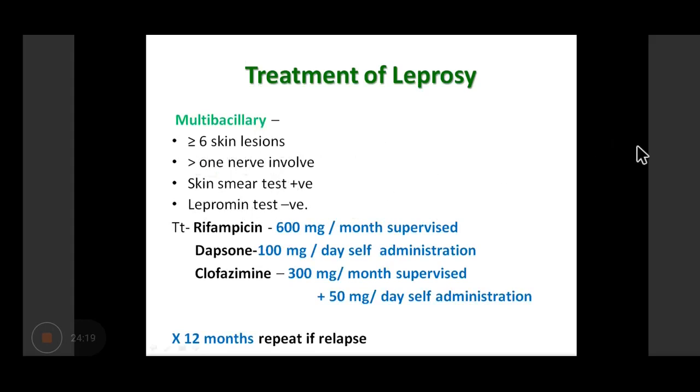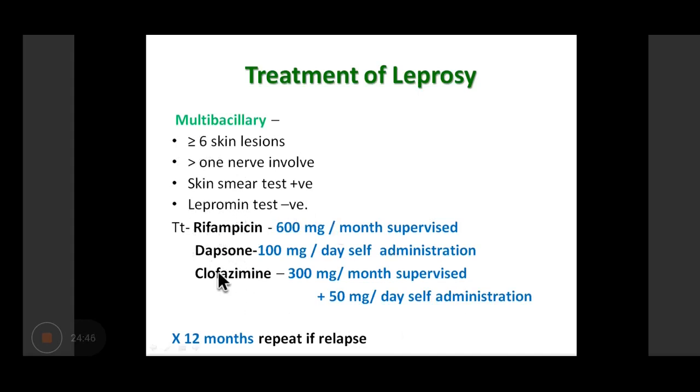These are the ways through which you can diagnose whether it is multi or pauci: greater than or equal to 6 skin lesions, more than one nerve involved, skin smear test positive, lepromin test negative. All this you will read from microbiology and pathology. Okay, what is the lepromin test? Read it from microbiology. What is the skin smear test? So here, positive skin smear test and negative lepromin test is multibacillary.